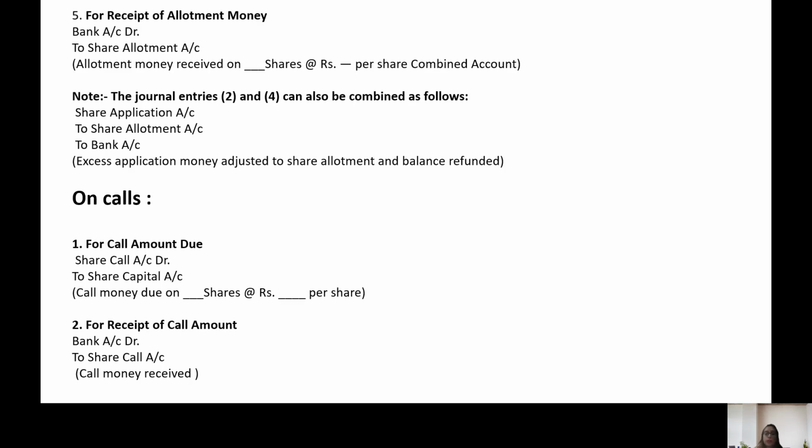Now on receipt of the allotment money, the entry will be bank account debit to share allotment account. Is it clear? Then on the calls, the entry will be share call account debit for the due, share call account debit to share capital account, and on receipt of the call, the entry will be bank account debit to share call account. Here you need to add the words first call, second call, and final call along with the call money.